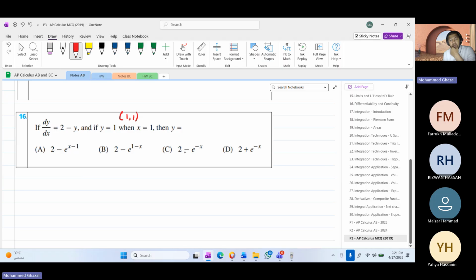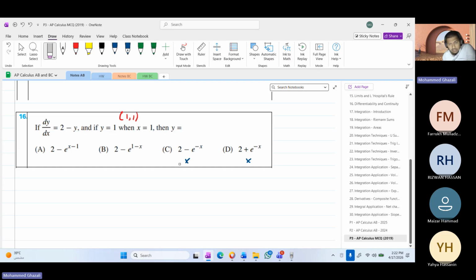What about B? What about C? What about D? B, if you say e to the 1 minus 1, it would also be e to the 2, it would be wrong. We're substituting 1 for x, right? So 1 minus 1 is 0. C is incorrect. You would get 2 minus 1 over e. This is wrong. And D is wrong all the way. So we need to check here now.